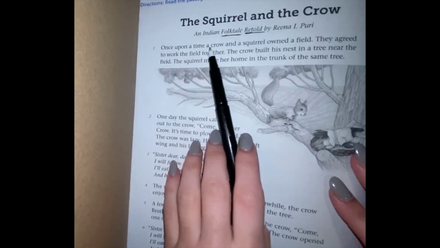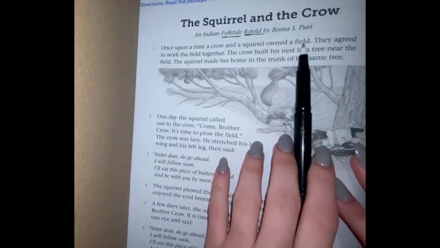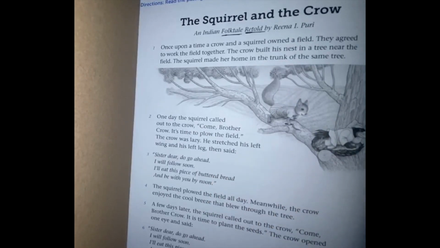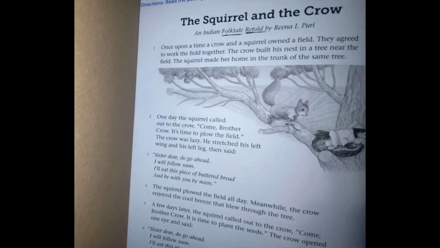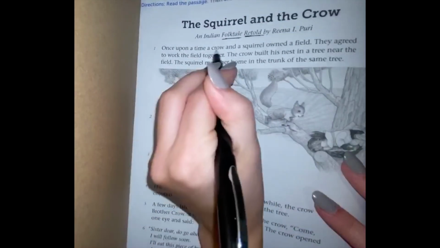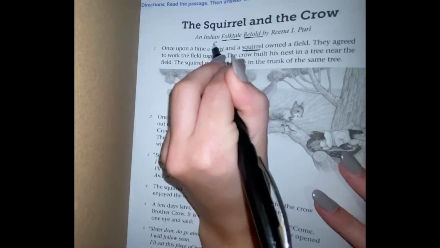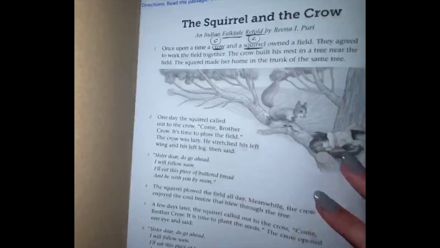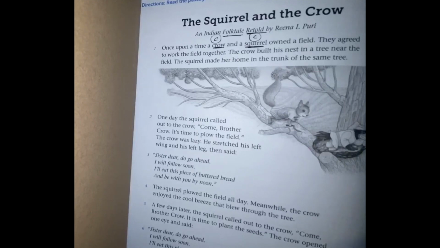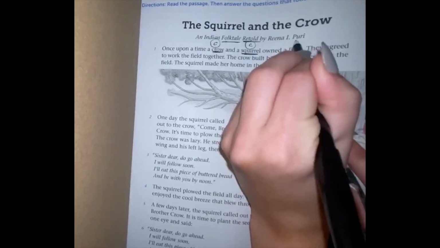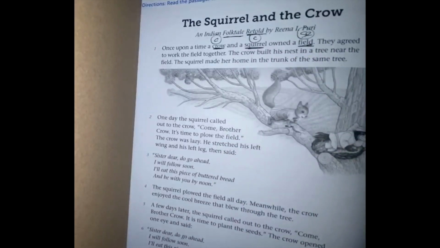Once upon a time, a crow and a squirrel owned a field. Now I'm going to pause real quick. Remember that when we are taking our notes, we want to be looking out for all those really key details, those important things. We might want to be looking out for characters, for our setting, for our problem, for solutions, for any key details, character reactions, or descriptions. Already, I know that there's a crow and there's a squirrel. So I'm going to put a little C for character above both of those so I can easily remember that those are my two characters. And I know that they must be at a field. So that's my setting right now. We're in a field. We're not in Antarctica.